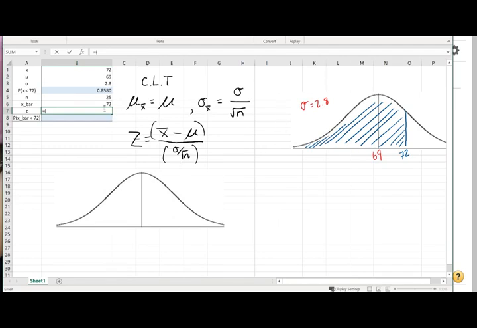So we have x bar minus the mean, close parentheses, okay? So that's the numerator, divided by, in parentheses, the standard deviation divided by the square root of n. So that's SQRT for square root of n. Okay, let's close those parentheses. Okay, so now we have our formula for z-score with the central limit theorem.